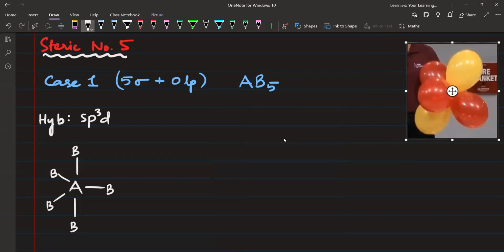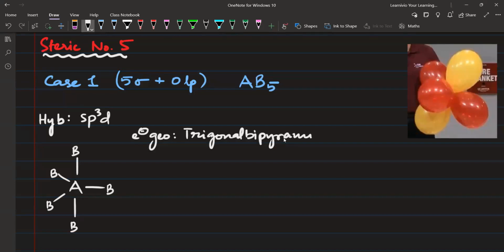So this is the balloon structure. Now the electronic geometry. Now this case is very important. Electronic geometry is trigonal bipyramidal. We will call this in short TBP. The molecular shape will be still the same, TBP, trigonal bipyramidal.